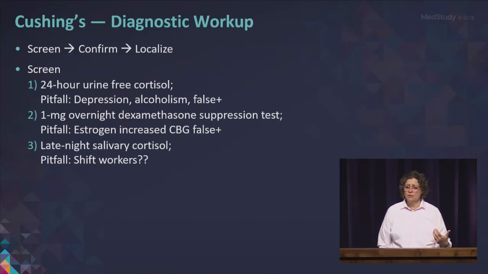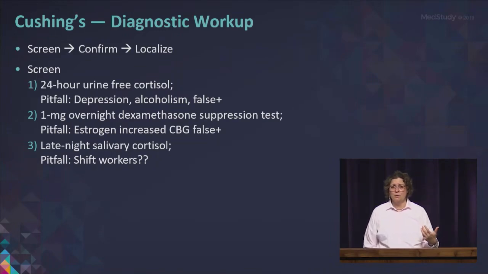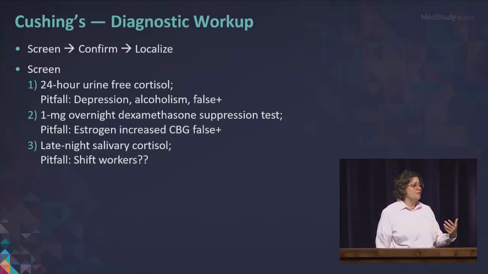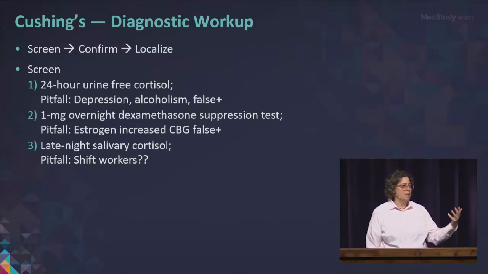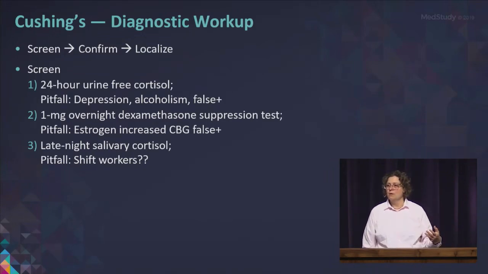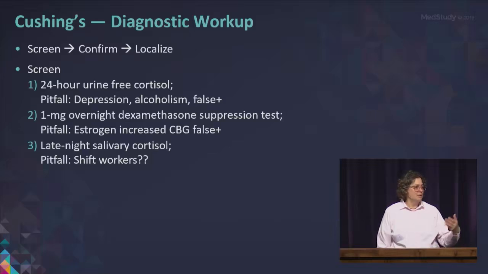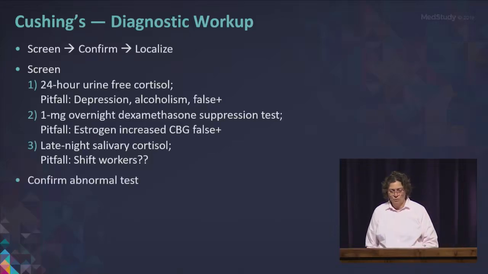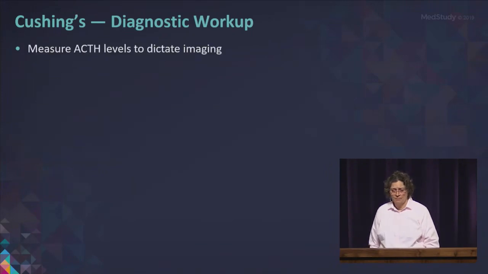And then the other thing you can do is a late or midnight salivary cortisol, because we're taking advantage of the fact that cortisol has a diurnal rhythm, highest in the morning, lowest at night. So we're looking for that nadir at night. Pitfall, shift workers, what do you do with them? It's really hard to know what their diurnal rhythms should look like. So again, the three perform about the same, but you just need to know your pitfalls in dynamic testing before you order them. And then again, we always want to confirm abnormal testing.